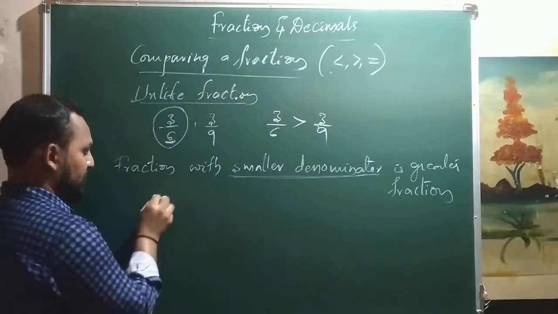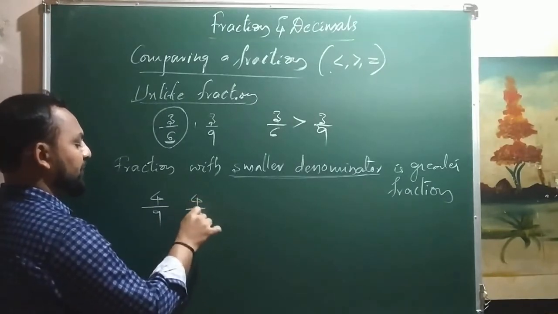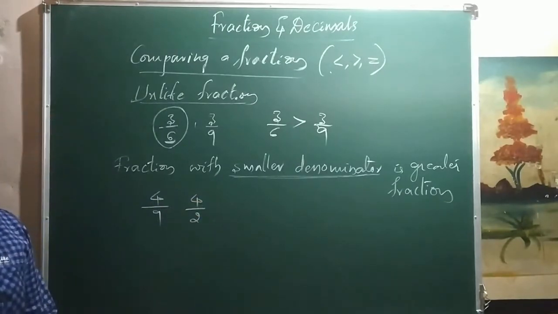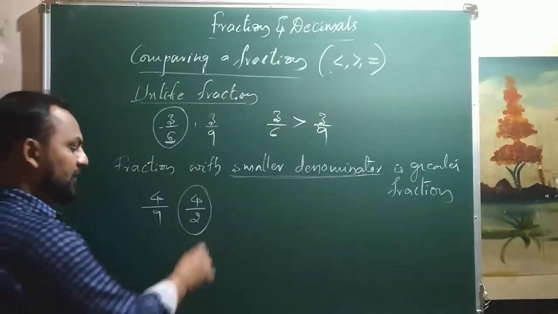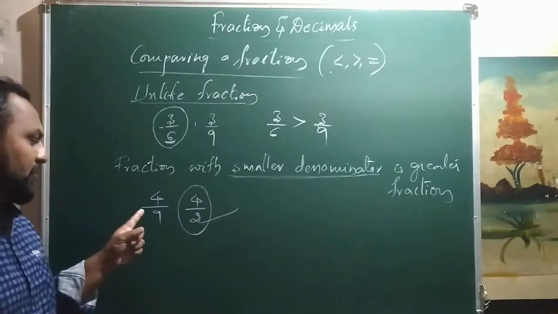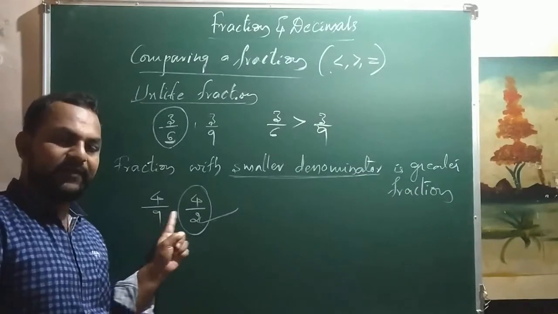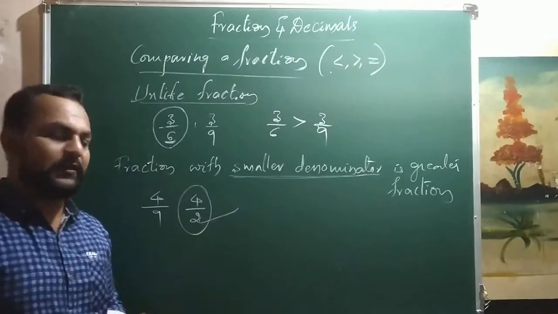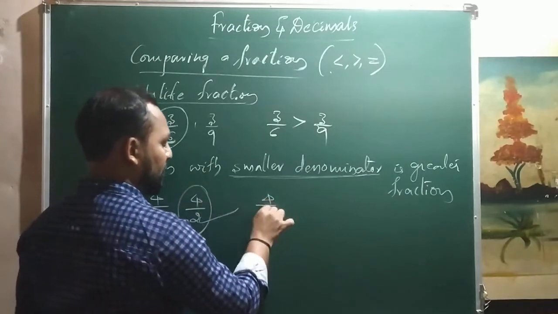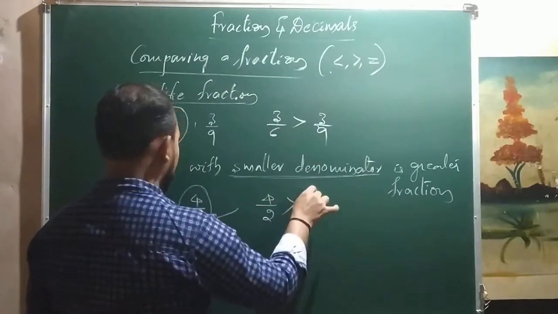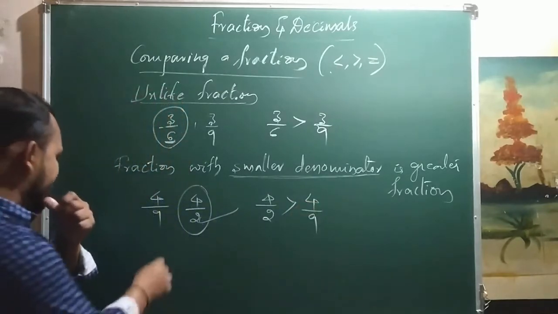Here, take an example. 4 by 9 and 4 by 2. Which is a greater fraction? Obviously 4 by 2 is a greater fraction. Why? The smaller denominator. In the comparison between the 9 and 2, which is smaller? 2 is a smaller denominator. It means 4 by 2 is greater than 4 by 9.